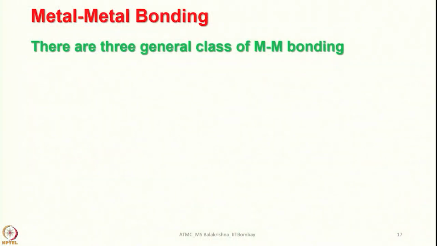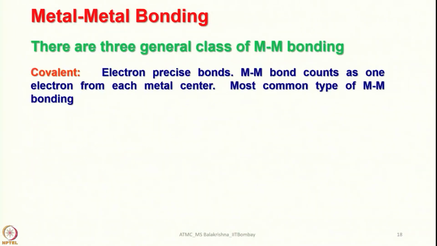Before we try to establish a bonding concept such as molecular orbital theory to understand the nature of these bonds, let us try to classify the metal-metal bonds we come across among coordination compounds and organometallic compounds. In general, there are three classes of metal-metal bonding we come across in coordination chemistry as well as in organometallic chemistry. The first one is covalent bond.